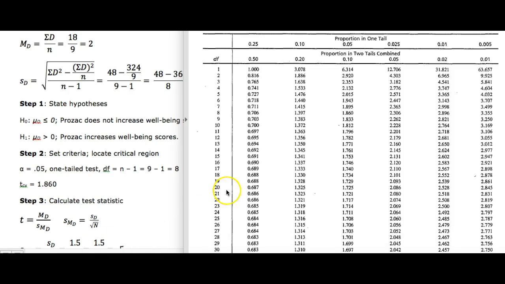Okay, so we're looking in the one tail, 0.05, right here. So this column. And our degrees of freedom are 8. So we're going to go to the row where it says 8, which is right here, degrees of freedom 8. Move over to 0.05 with a one tail. So our T critical value is 1.860. So this is the value we need to beat. Our calculated T, or our obtained T, has to be larger than 1.86.